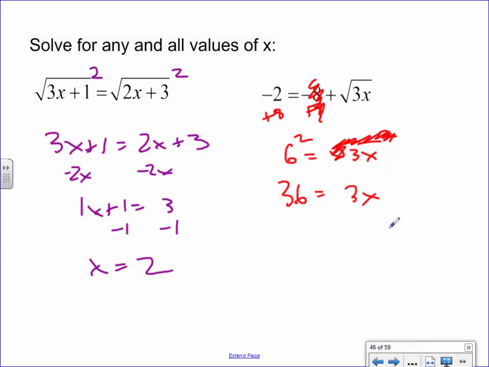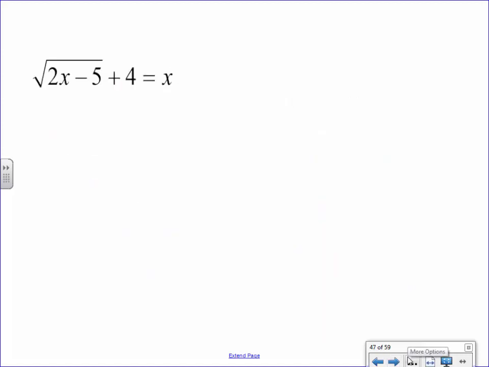Can you guys see how that was the opportune time to square both sides? Well, all I've got to do now is just divide by 3 on both sides. X is 12. So let's talk about this one here.